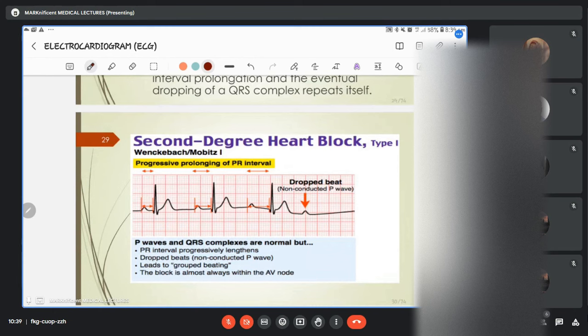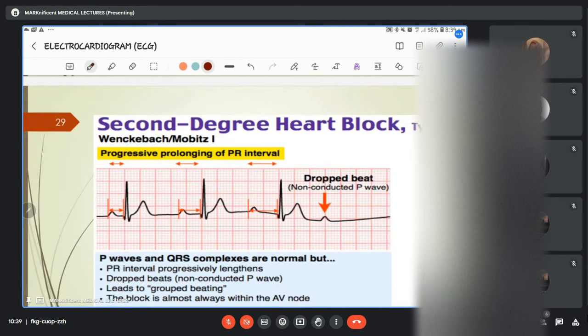So here it is in the picture. This is the PR. There's progressive increase. This is increase first, then there's more increase here, then there is more increase here.